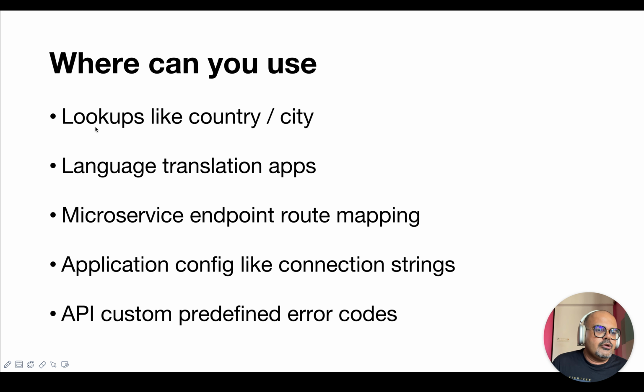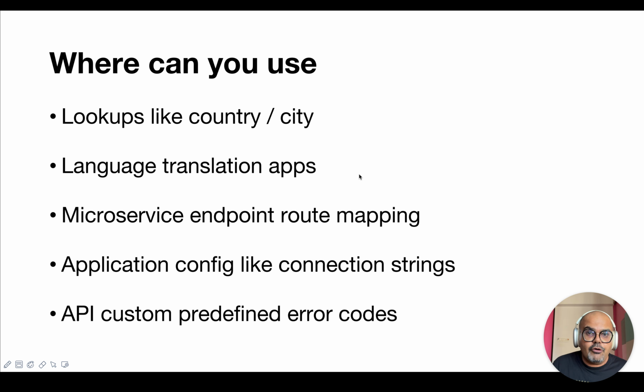As I showed you, frozen dictionary can be used on static lookups, that is country, city. If you have a language translation app, the language is also static. The language doesn't change every day. Country, city doesn't change every day. You can use frozen dictionary. For example, hello in Spanish is hola, and in French it is bonjour. You can use those words in your multilingual translation app, and you can have a key value pair and use it in your project.